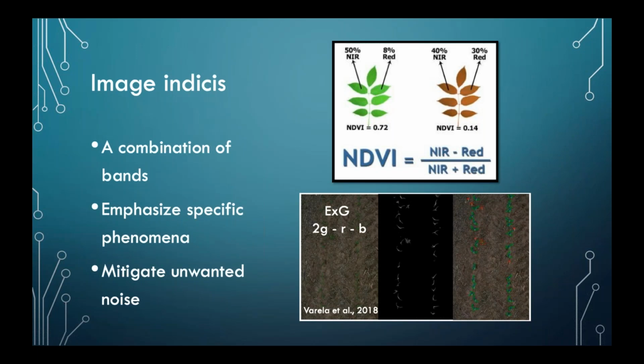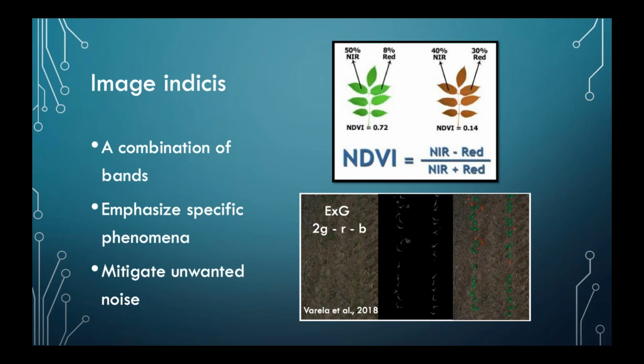And so an image index is just a combination of bands. I'm sure you'll hear this. It's common, and they emphasize a specific phenomenon, and they also mitigate unwanted noise. So we're able to use these indices to pull out things that we may not see just by looking at a plain RGB image, as we were before. And NDVI is a very popular one using NIR and the red band.